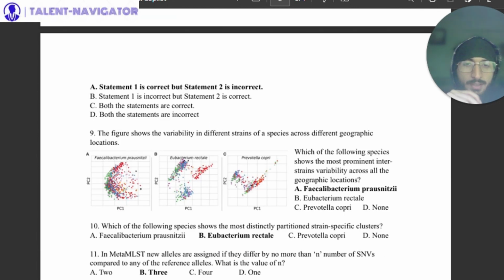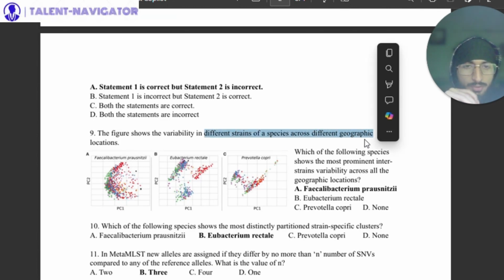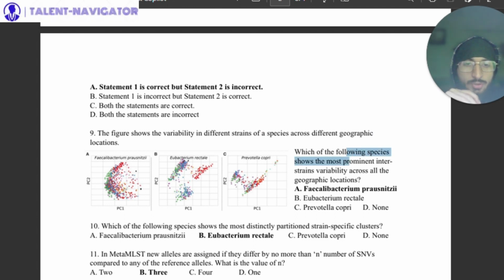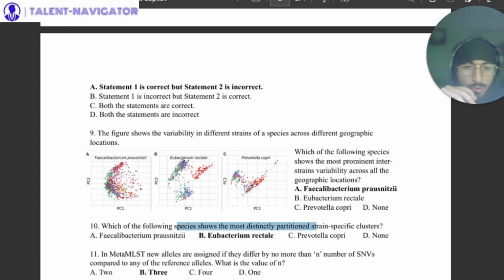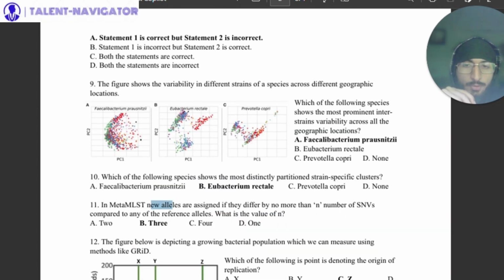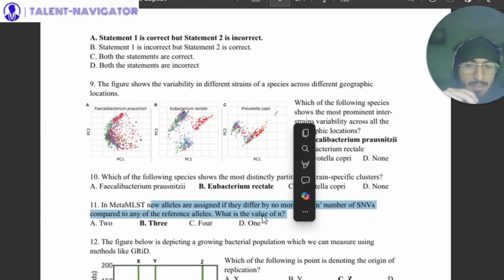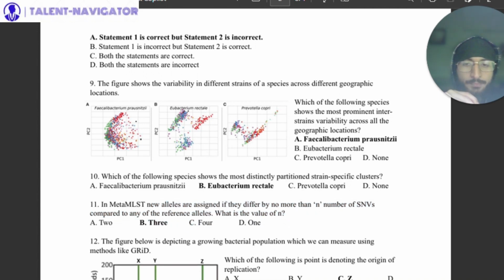The figure shows the variability in different strains of a species across different geographic locations. Which is the species that shows most prominent interstrain variability across all geographical regions? You can see a lot of variability seen in PC1 of Faecalibacterium prausnitzii again. So that's the answer. Which of the following shows the most distinctly partitioned strain-specific clusters? That is this one. This one. Eubacterium rectale. In MetaMLST, new alleles are assigned if they differ by no more than n number of SNVs compared to any of the reference alleles. The value of n is 3.